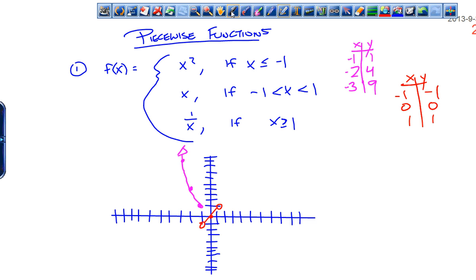Way too easy. Wait, did you put a closed circle at 0? I did. Why? Because we're saying everything between -1 and 1, so we can't include 0. Oh, okay. Good question.